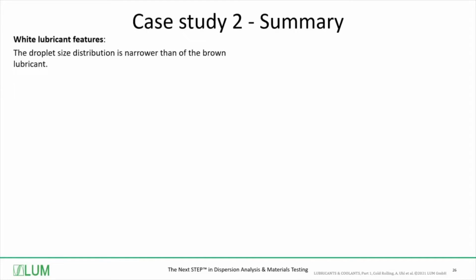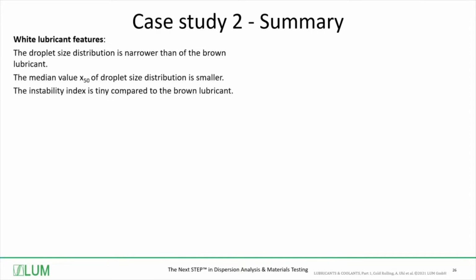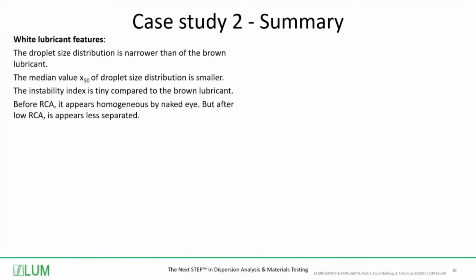The droplet size distribution is narrower than that of the brown lubricant. The median value X50 of the droplet size distribution is smaller. The instability index is tiny compared to the brown lubricant. By naked eye, before it is separated in an accelerated way, it appears homogeneous. After the accelerated separation, using low relative centrifugal acceleration, it appears less separated. Compared to the brown, it is more stable against separation.